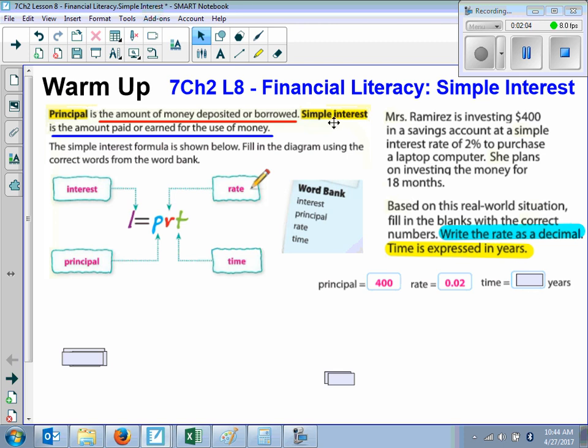We have to change 18 months to years. So what we do there is we're going to take the 18 months and divide by how many months are in the year? 12. So we're going to divide by 12. How many times does 12 go into 18? One time. With how many left over? 6. So that's 1 and 6/12, which gives us 1 and 1/2. So that's going to be 1.5 years.